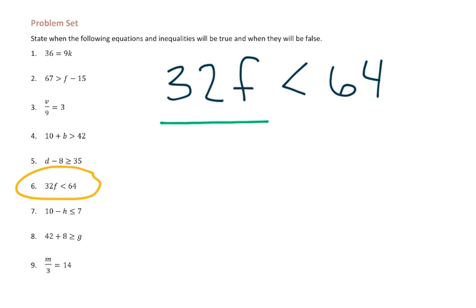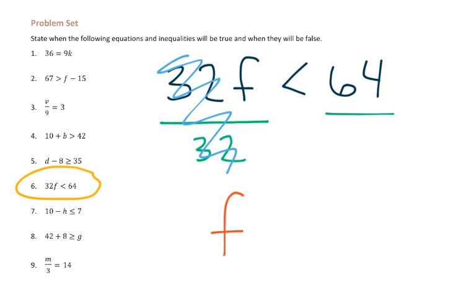Since the opposite of multiplication is division, I divide 32f by 32 in order to cancel out the 32, leaving f by itself. In order to keep the inequality balanced, I have to do the same thing to the opposite side. So 64 divided by 32 is equal to 2.